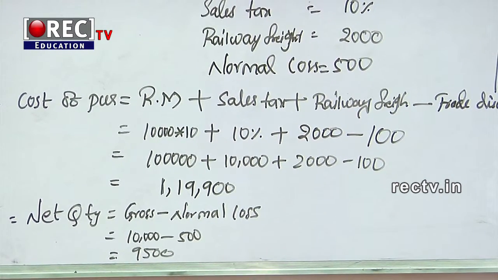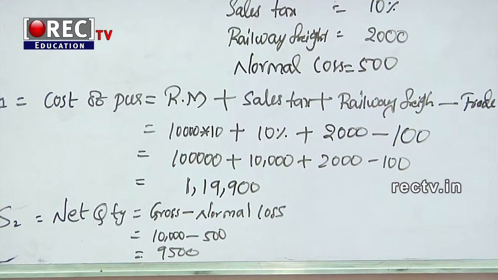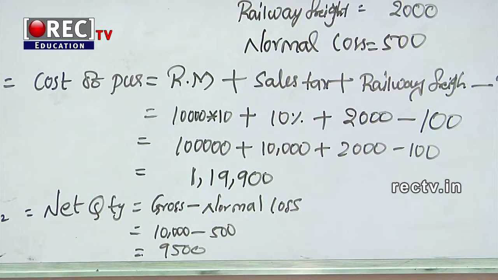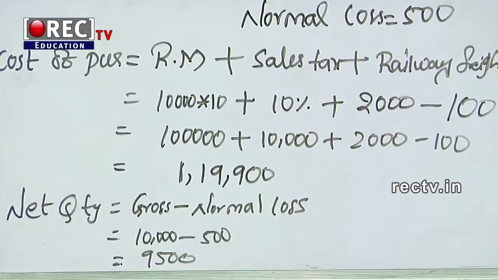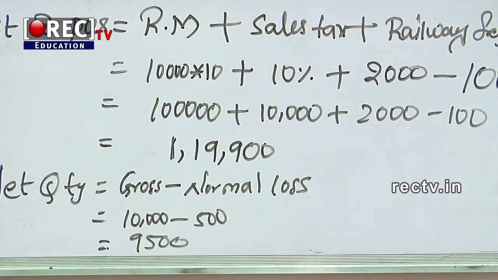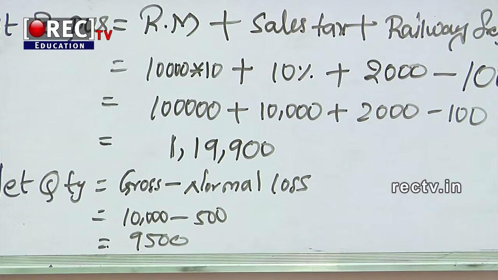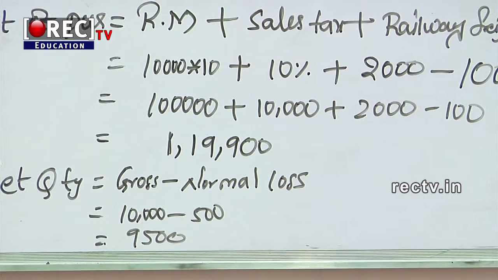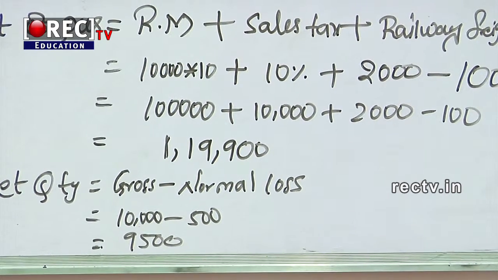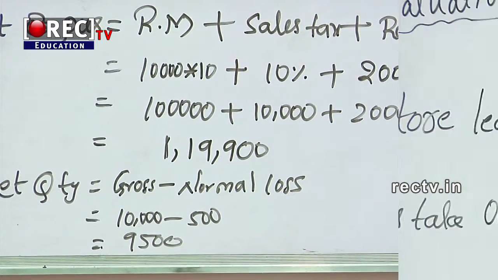This is step 1. When we go to step 2, we have to calculate the net quantity. Net quantity is equal to gross quantity minus normal loss. Here in the question it is given that raw material is 10,000 units. It is the gross quantity. So gross quantity 10,000 minus normal loss, that is 500. We get net quantity 9,500.